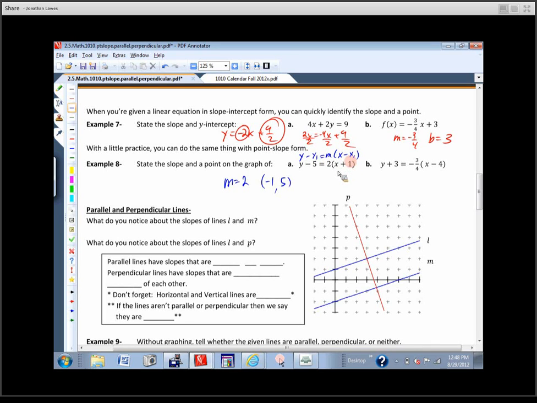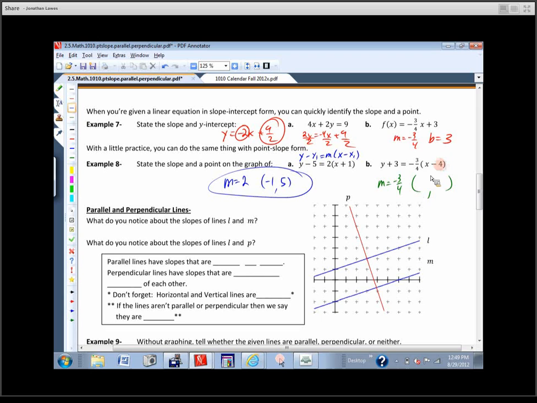So again, the quick way to do this is to look at it, grab the slope, and take the number that's opposite of the number with the y. So this is a positive 1, so we write a negative 1. This is a negative 5, so we write a positive 5. So there's the point and there's the slope. So let's do this one right here.